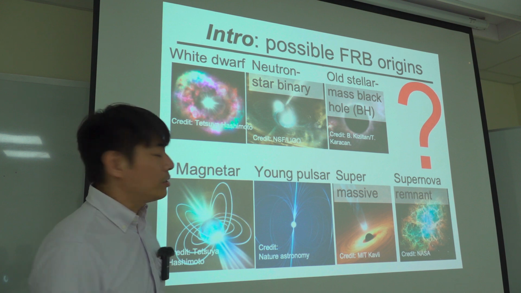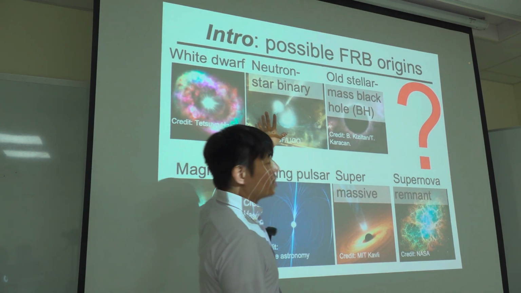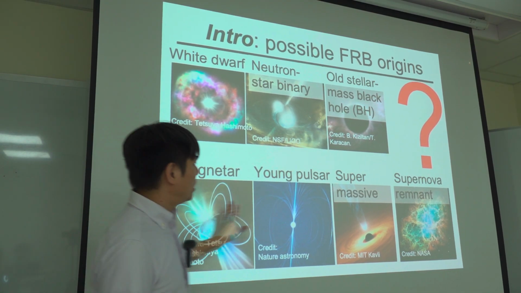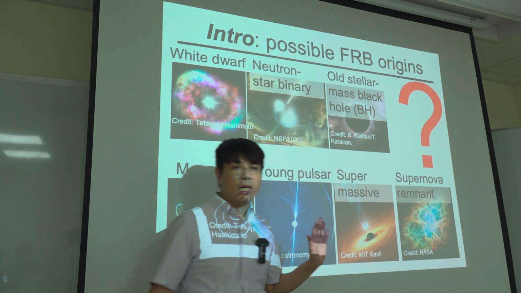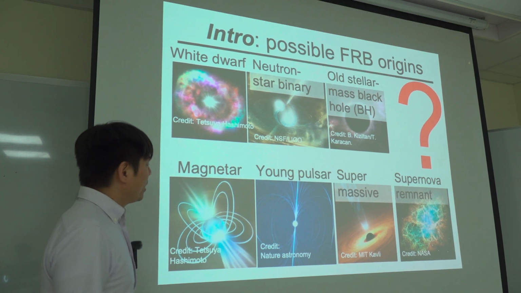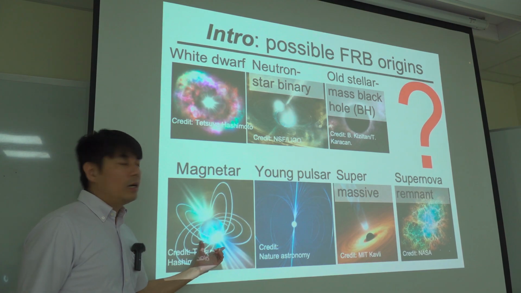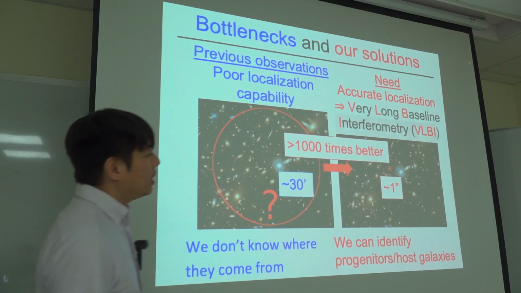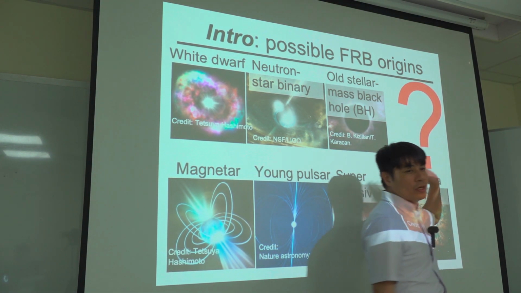I cannot list all of them, but there are scenarios that expect FRB emission from, say, white dwarf or neutron star binaries, stellar mass black holes, magnetars or young neutron stars, versus supermassive black holes or supernebulons. There are so many candidates for the origin of FRBs. One of the promising objects is probably the magnetar. I'll talk about this one later, sorry. So far we don't know the origin of FRBs.